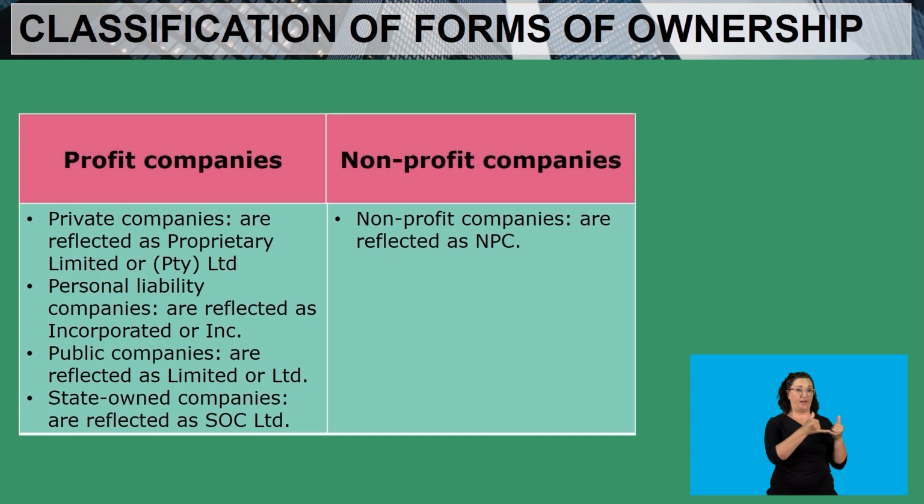So under profit companies, we have the private companies, which are reflected as Proprietary Limited or Pty Ltd. Still under profit companies, we have personal liability companies, which are reflected as incorporated or INC. We also have public companies under profit companies, which are reflected as limited or LTD. We also have state-owned companies, which are reflected as SOC or SOC Ltd. Then under non-profit companies, we have non-profit companies which are reflected as NPC. So those are non-profit companies.